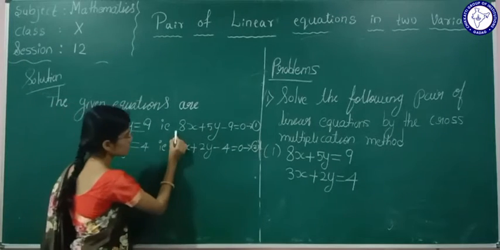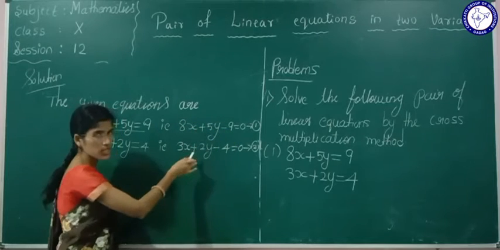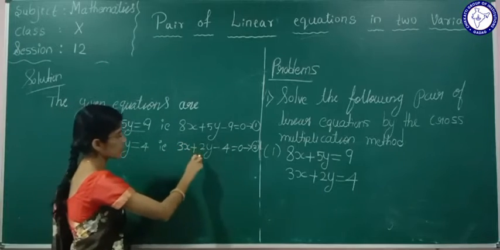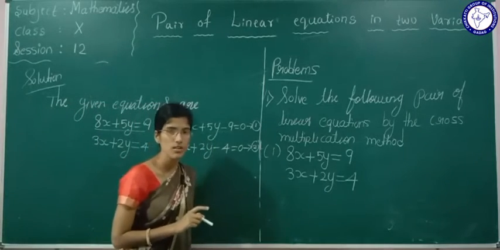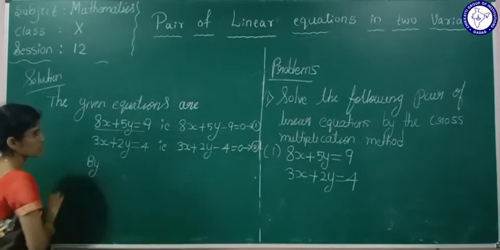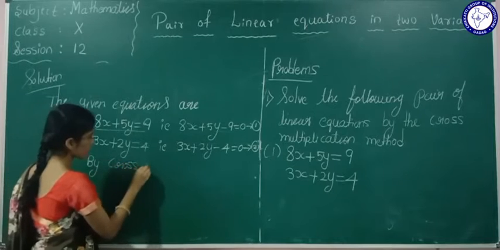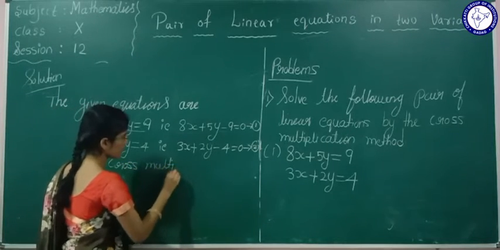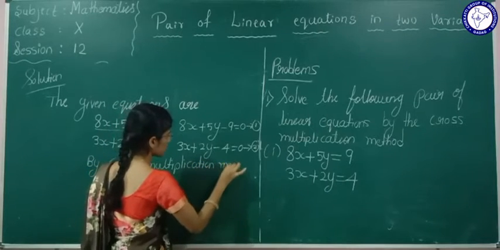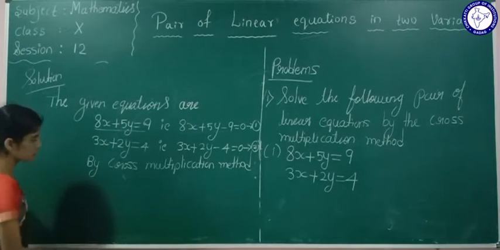You have to write this equation in the form of ax plus by plus c is equal to 0. In general, this is the first step. Now see here, they are told to find out the solution by the cross multiplication method. I gave you one easy hint to know how to find the solution.